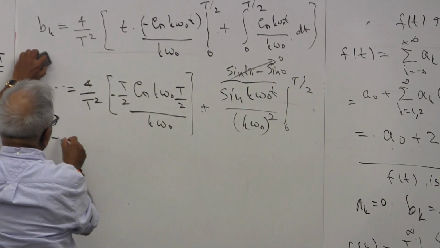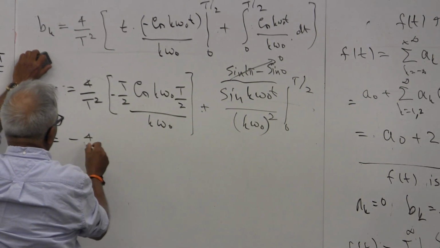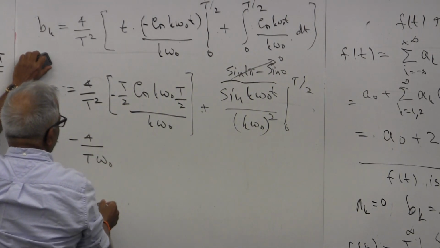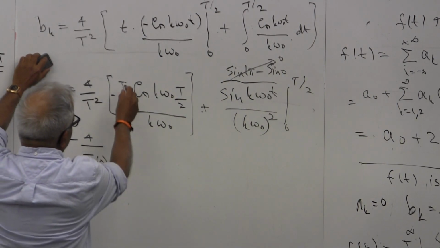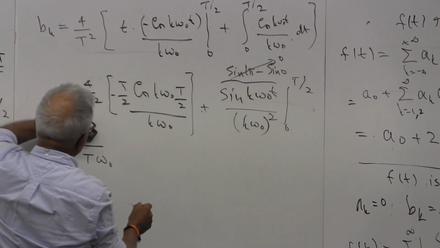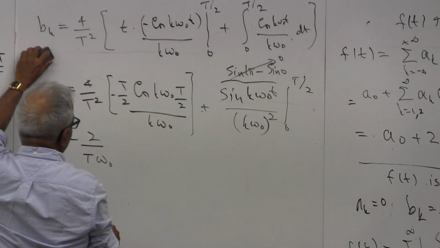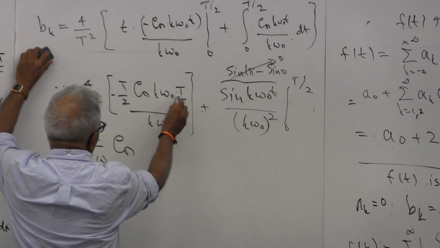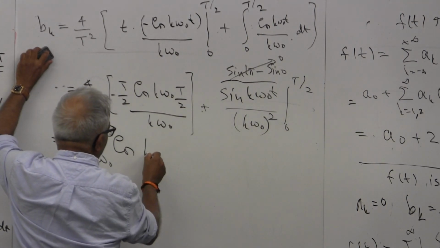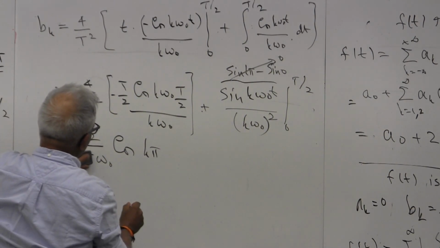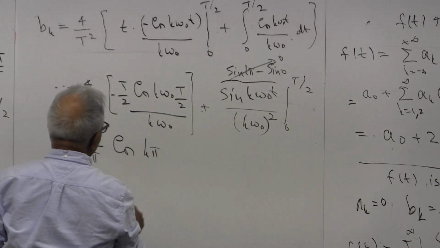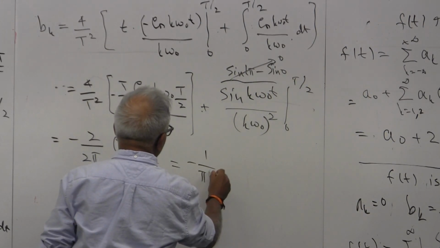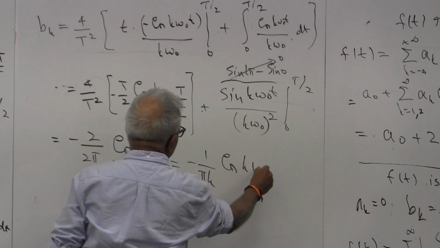So one T cancels, so you have minus 4 over T omega naught. I bring the omega naught from here. T and T cancel, 2 and 2 cancel, 2 and 4 you get 2. Cos omega naught T is 2 pi, so cos k pi. T omega naught is 2 pi, there is also k, yeah, that's k, right. So minus 1 over pi k cos k pi.